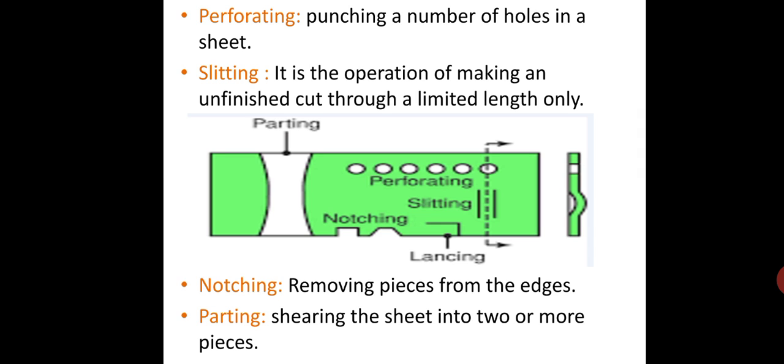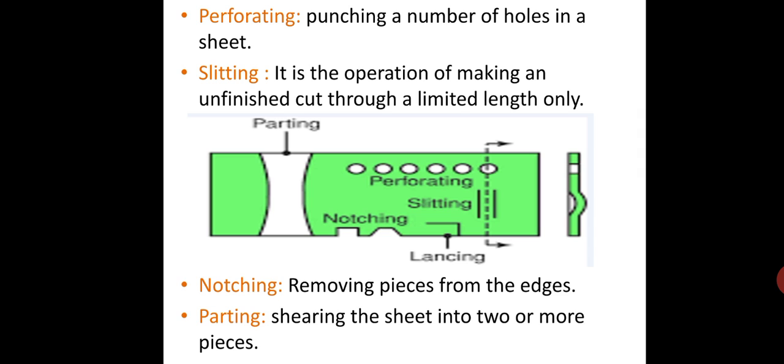And the next operation is perforating, punching a number of holes in a sheet. The next operation is slitting. It is the operation of making an unfinished cut through a limited length only. The next is the notching operation, removing pieces from the edges. And the next operation is parting, shearing the sheet into two or more pieces.